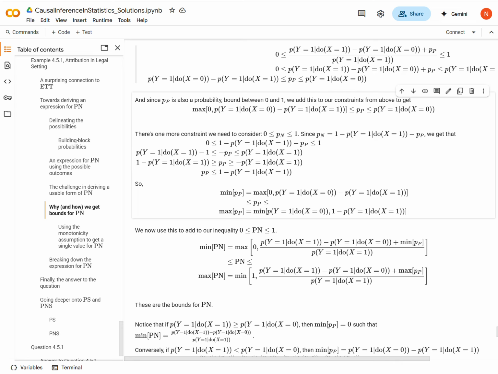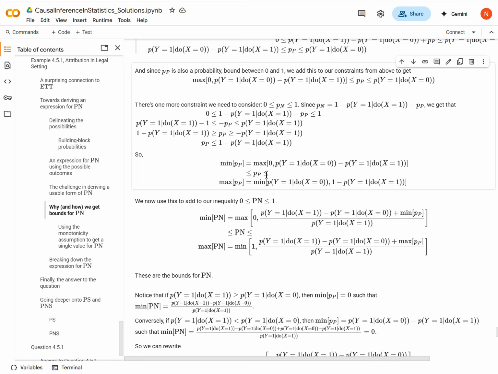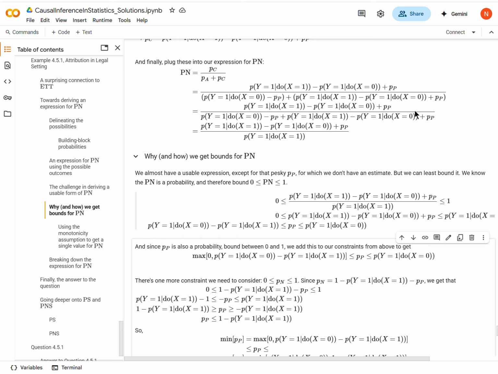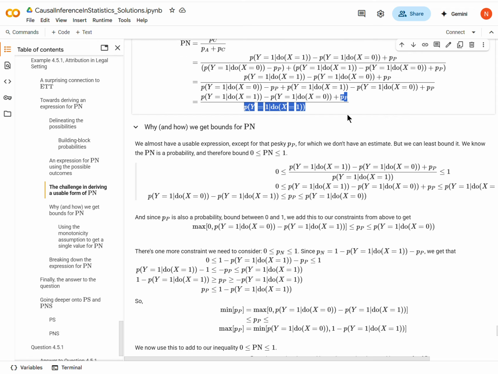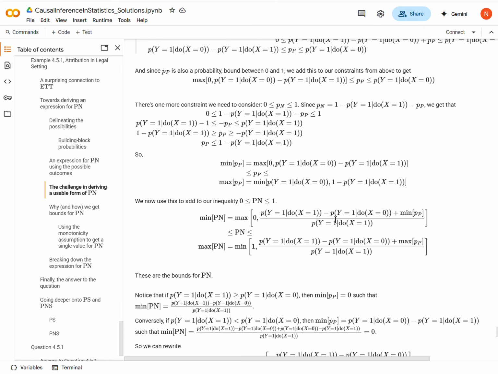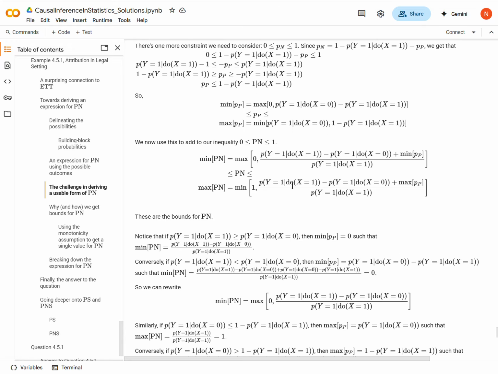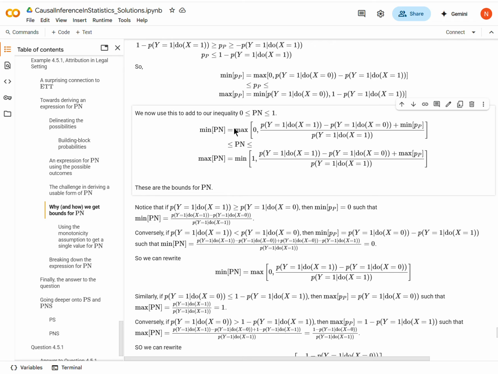Okay, and so now we can use these bounds to plug back into our expression for probability of necessity, right? And so again, because now PP is some range, our probability of necessity is going to be some range, right? Because the PP term is fluctuating, okay? And so if we do that, then we get this term right here, okay? These are the bounds for the probability of necessity.